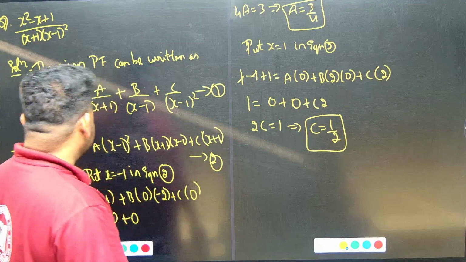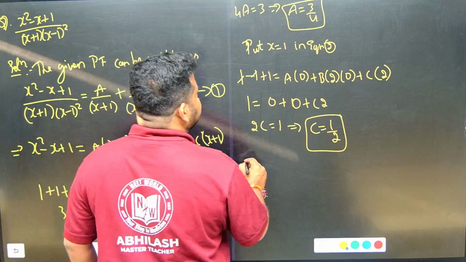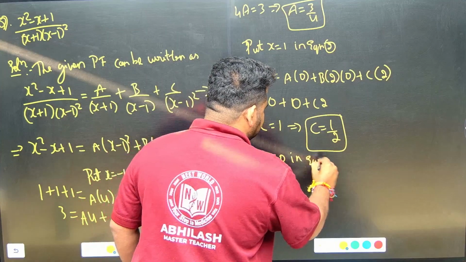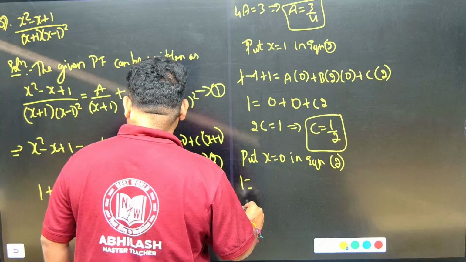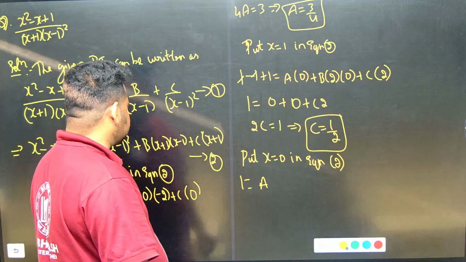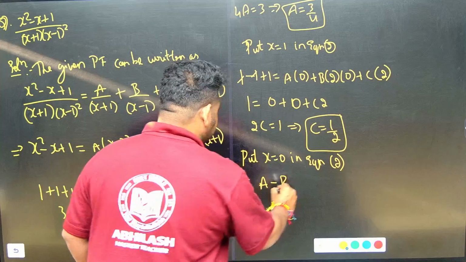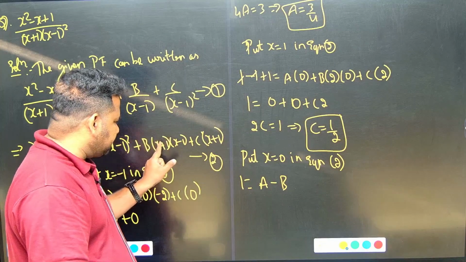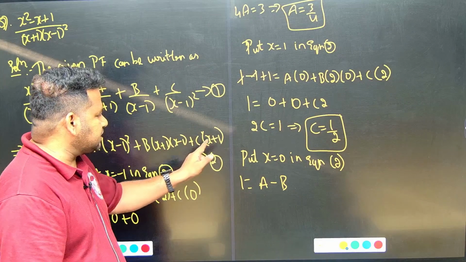Next, what you can do? If you are not getting any value, put x is equal to 0 in equation 2. Therefore, what we will be having? 0 minus 1 square is 1, that is a. Then 0 plus 1 is 1, 0 minus 1 is minus 1, so 1 into minus 1 is minus 1, minus 1 into b is minus b. Now c, 0 plus 1 is plus c.